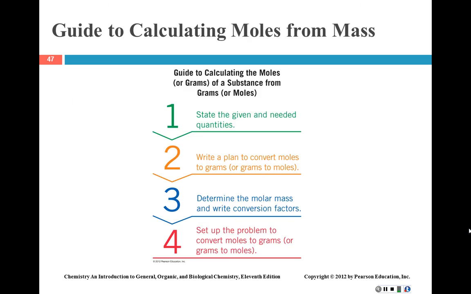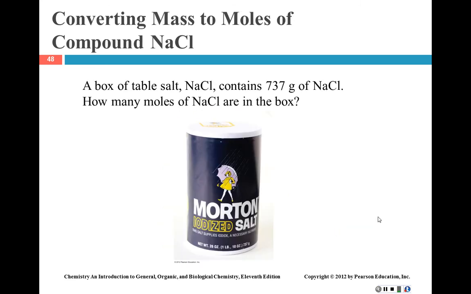And so when we solve these problems, what we do is we state what we are given and what we are needing. We write the plan to convert them. We determine the masses, write the conversion factors, and then set the problem up and solve it.